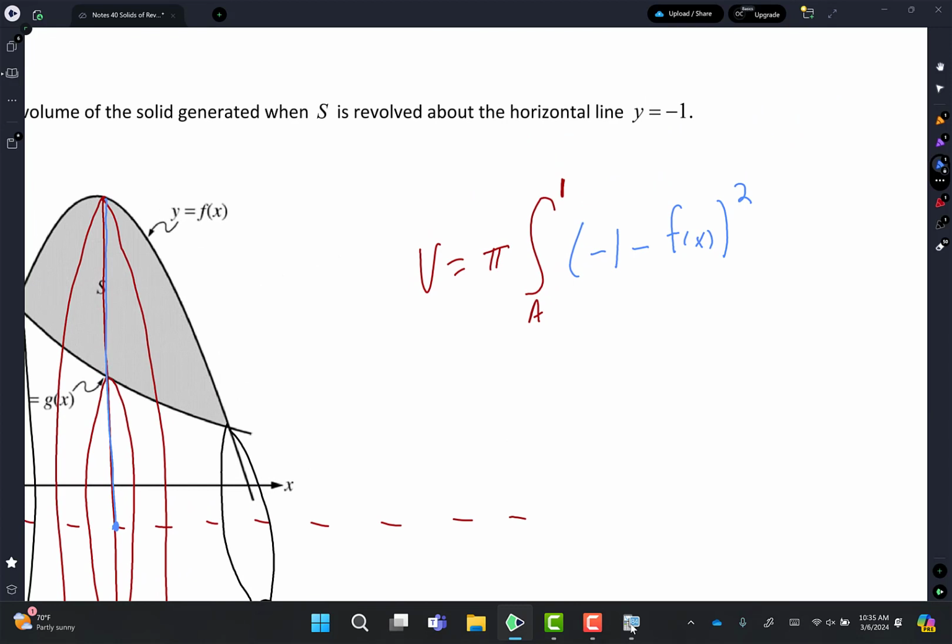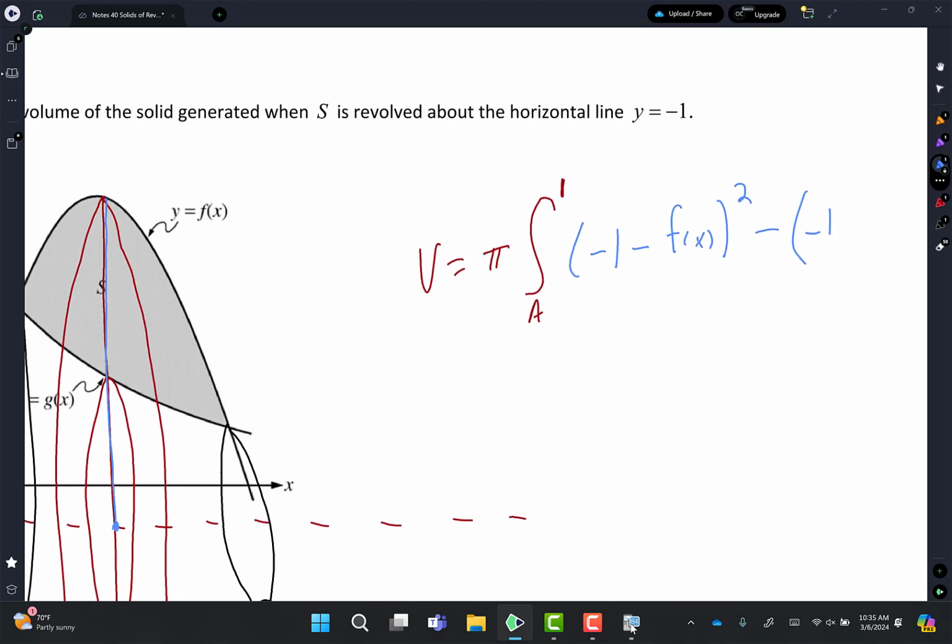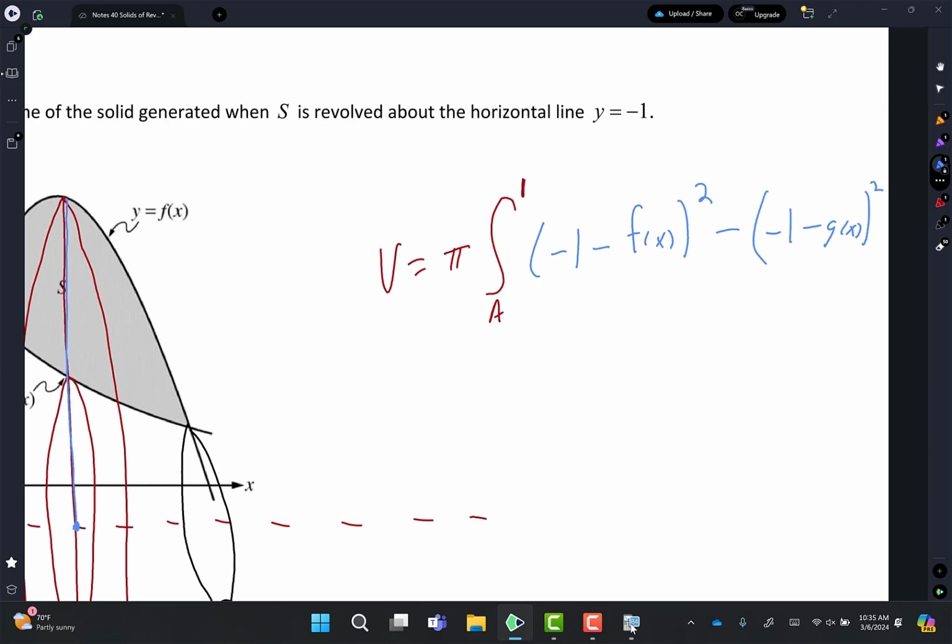Yes. Okay. Minus, and then little r is minus g of x squared. Put a dx on it.